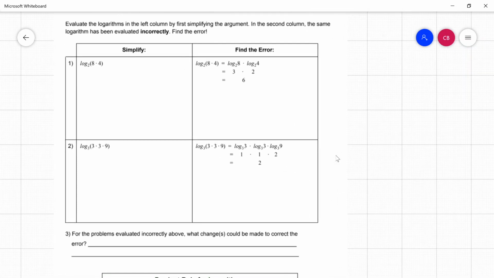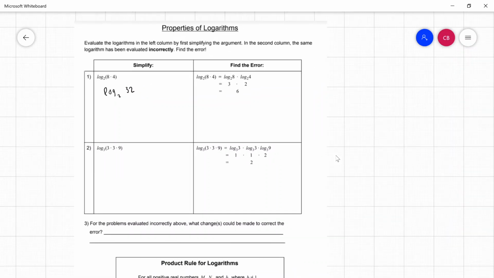So we've got log of 2 times 8 times 4. Well, 8 times 4 is 32. Okay, so we got that. And then, well, that means 2 to some power is equal to 32. Well, that power is 5. Okay, so if we look over here, we see there's an error. And notice that this is log base 2 of 8, which is 3. That's good. Log base 2 of 4, which is 2. That's good. But they got 6. So it must not be the case that we multiply here. We must be adding here, which gives us 5.